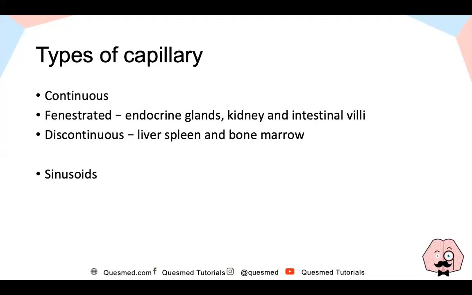And our discontinuous capillaries are where we want cells to be able to fit through. So that's our liver, our spleen, and our bone marrow, where red blood cells, white blood cells, things like that are able to fit through those holes and get into our bloodstream. We've also included here sinusoids, which are found in the liver, which can sometimes be considered a type of capillary to an extent, but I won't go into massive amounts of detail because that would be more liver physiology, so I don't want to get bogged down in that.